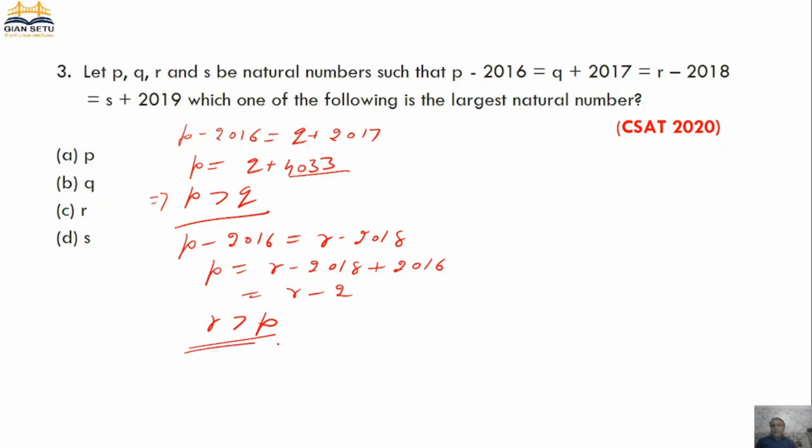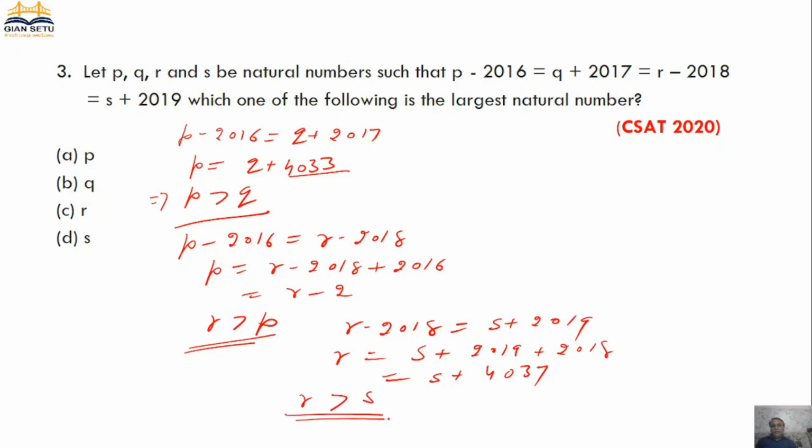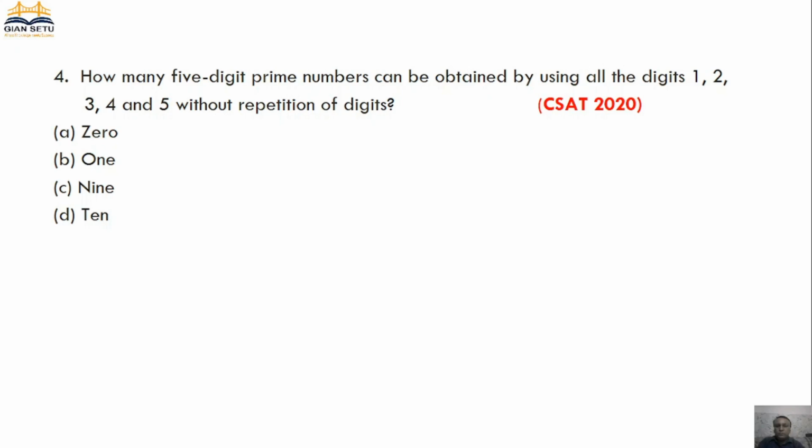Now finally we compare R with S. For that we write R minus 2018 is equal to S plus 2019, and again R will be S plus 2019 plus 2018. It will be S plus 4037. So R is greater than S. So R is the largest number here. The right answer is C here.